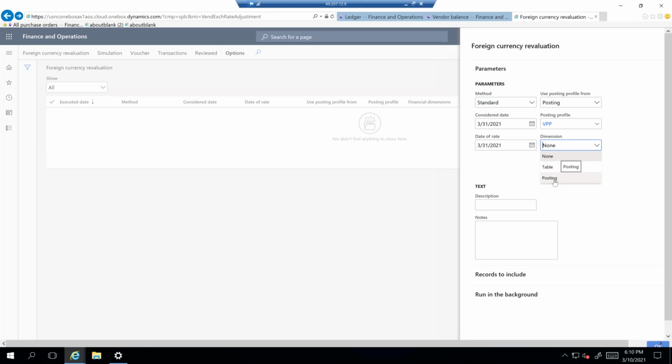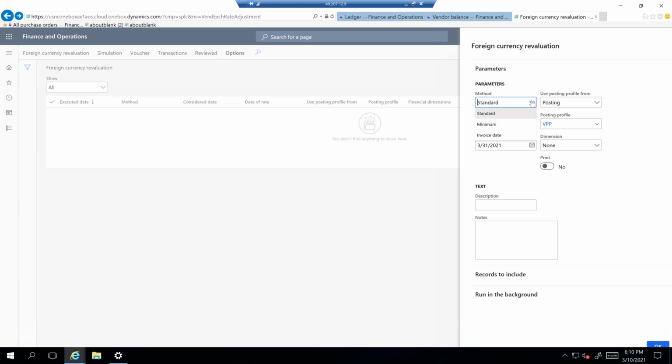In the transaction, whatever dimensions are there, those dimensions will be considered for the foreign currency revaluation. Table means in the vendor master, whatever dimensions are there, those dimensions will be considered. None means it will not consider dimensions. Is it clear first? Yes. Okay, now tell me, what is your doubt here?